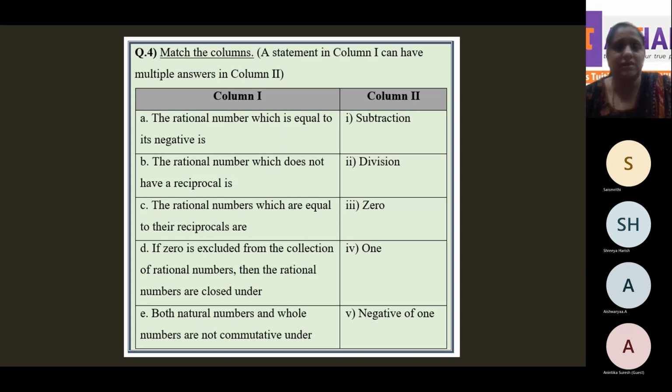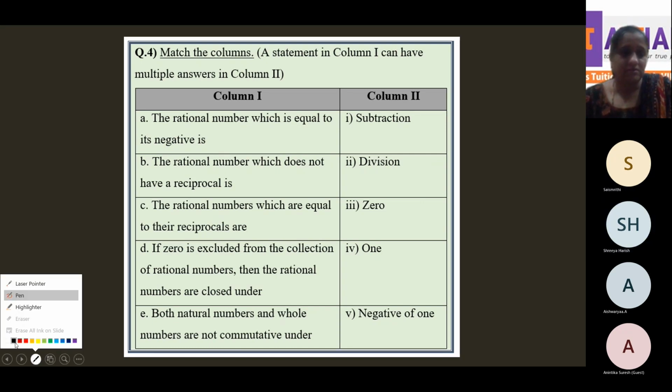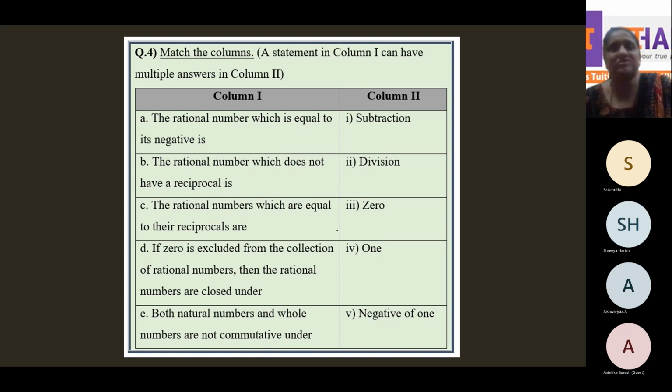The rational number which is equal to its negative. Is the answer zero? The rational number which is equal to its negative is 0. The choice would be 0.